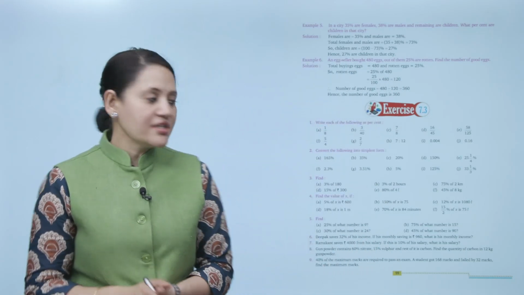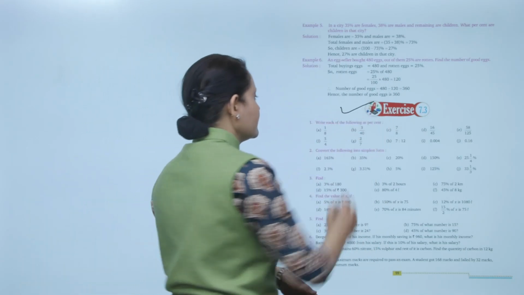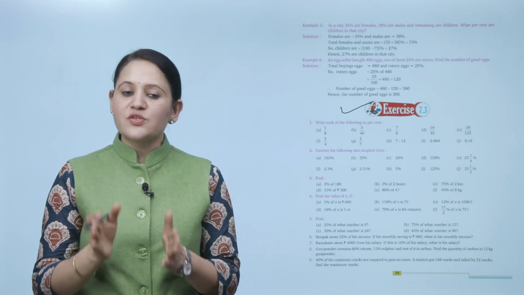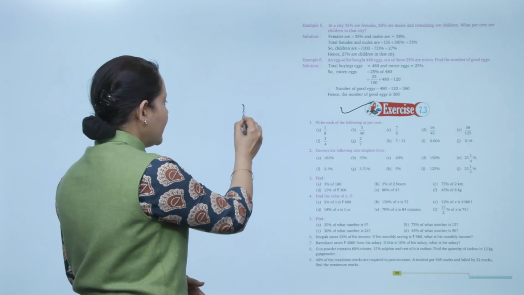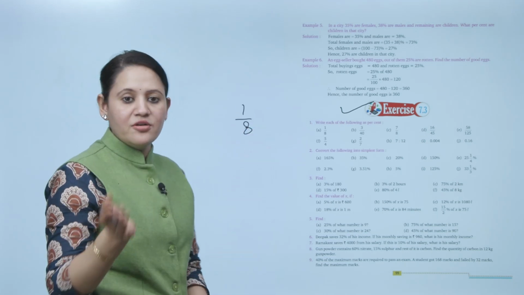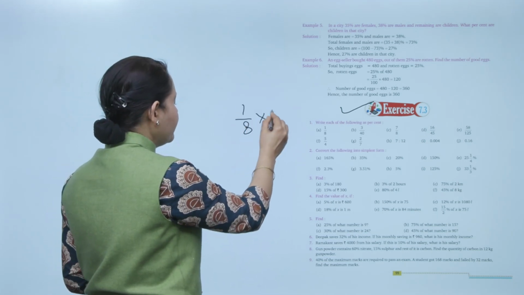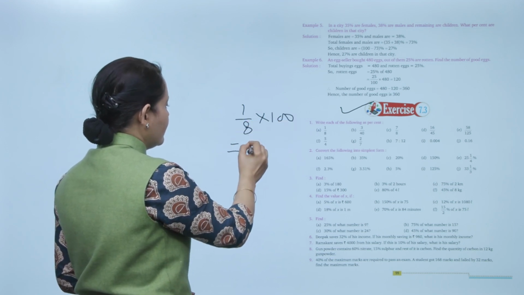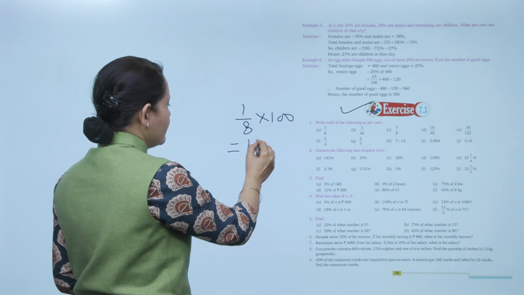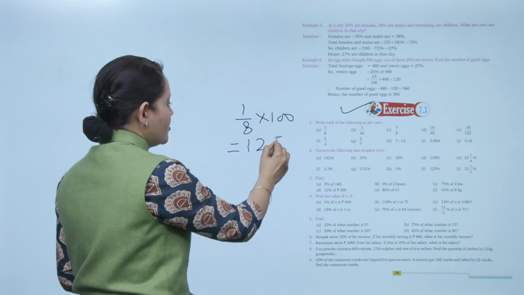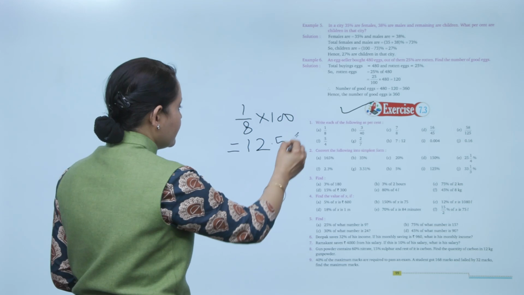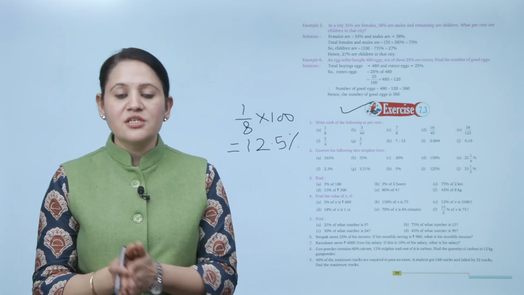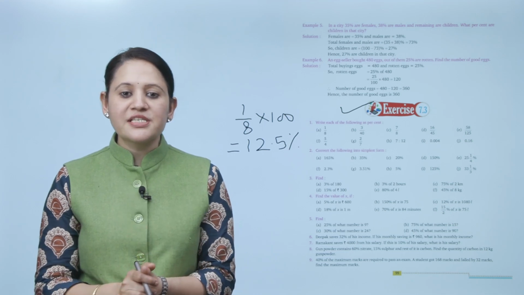Next is exercise 7.3. Write each of the following as percent. First is 1 by 8. So our fraction is 1 by 8. We have to convert into percent. So we will multiply by 100. 12.5%. So this is how we'll convert a fraction into percentage. So you have to practice all the questions of this exercise.